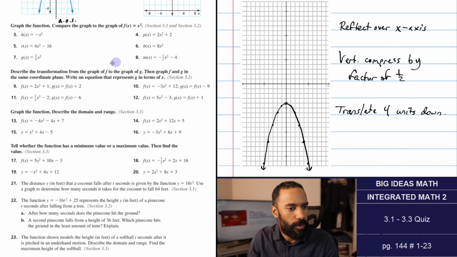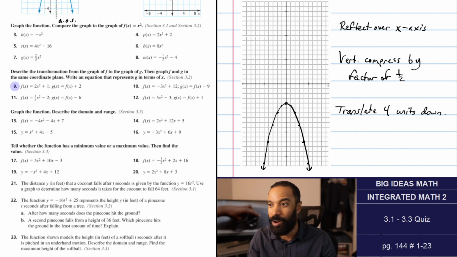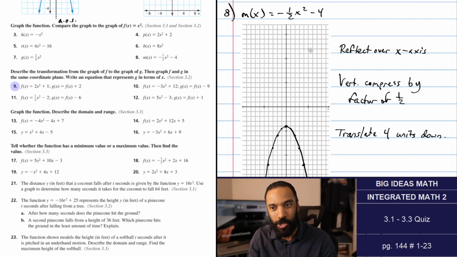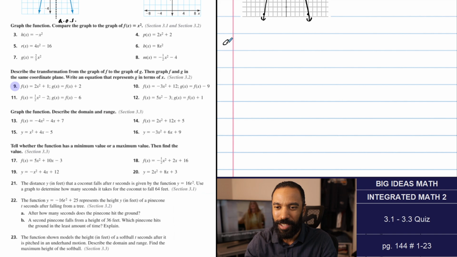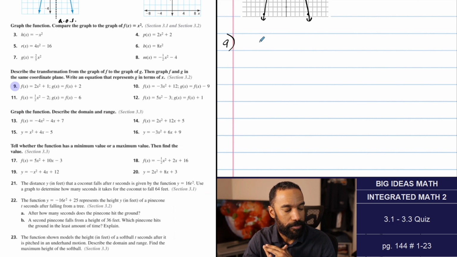Describe the transformation from the graph of f to the graph of g, then graph f and g in the same coordinate plane. All right, well, I just asked them to do less, and they said, no, we're going to double up your things. Do both of them this time. So I shouldn't speak my mind. Numbers 9 through 12. Half the problems, well, no, 2/3 of the problems.